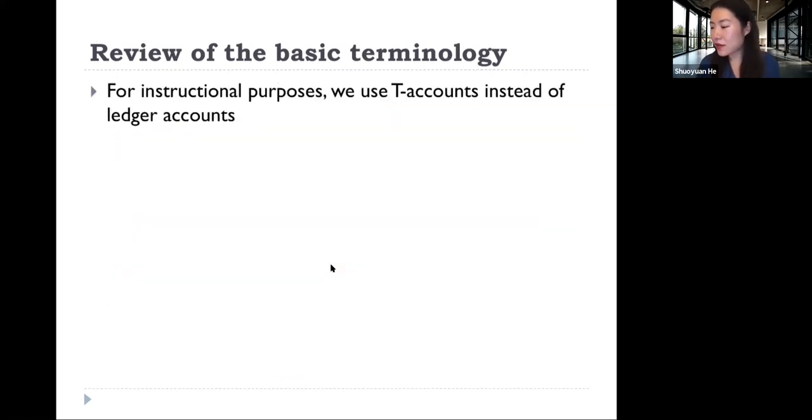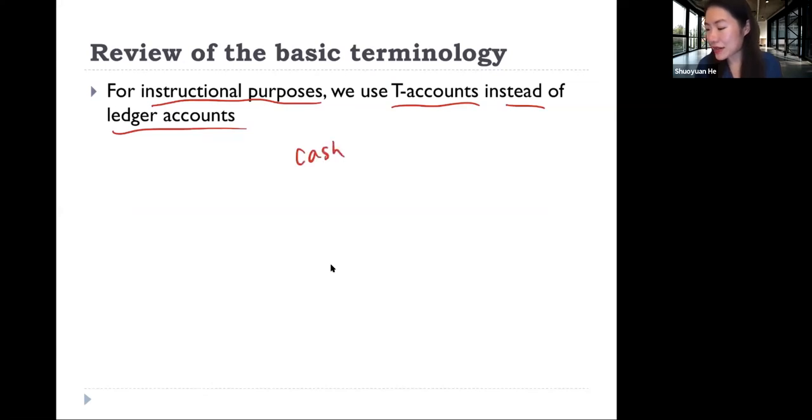And then in your previous accounting class, we have something called a T account. A T account you won't see in practice. That is just in the classroom for illustrative purposes. We use a T account instead of a general ledger account, just for the convenience of illustration.